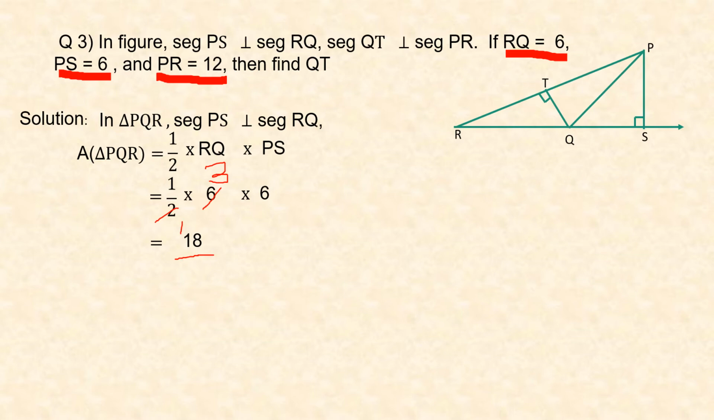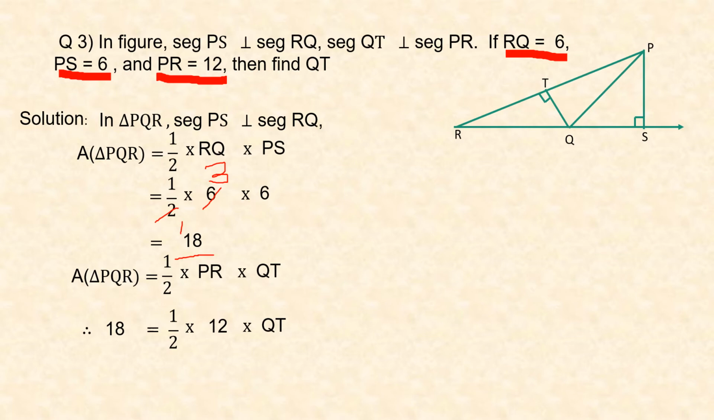Now we take PR as a base and QT is height. Write down. Area of triangle PQR is equal to 1 upon 2 into PR into QT. Therefore 18 is equal to 1 upon 2 into 12 into QT. Simplify. 2 ones are 2, 2 sixes are 12. Therefore 18 is equal to 6 into QT.